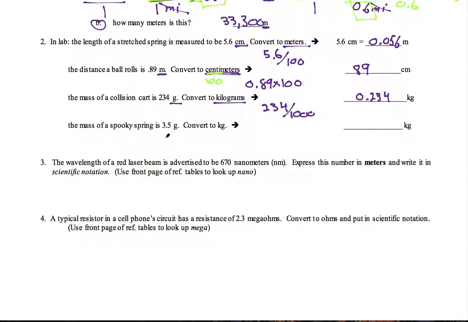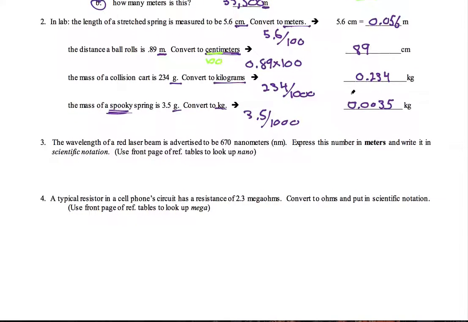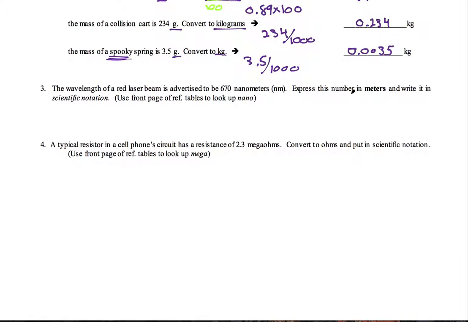Okay, the mass of a spooky spring, don't worry, we'll get into what a spooky spring is at some point, is 3.5 grams. Convert that into kilograms, right? So small to big, and it's actually the same exact units as the last one. So again, we just divide by 1,000. So that's going to give me 0.0035 kilograms.